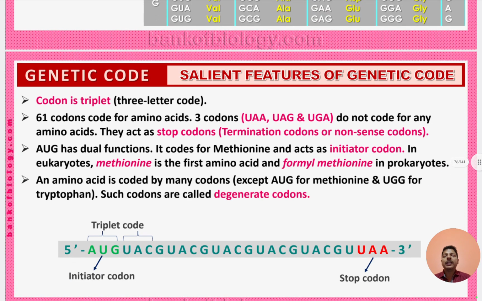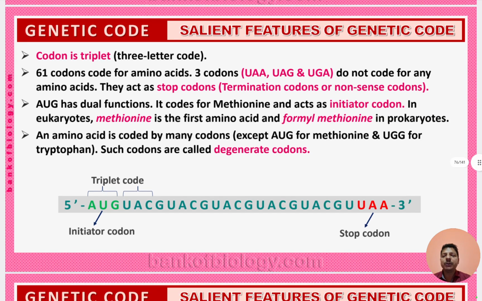Then codons are a triplet or 3-letter code. 61 codons code for amino acids. 3 codons, UAA, UAG and UGA, do not code for any amino acids. They act as stop codons, termination codons or nonsense codons. AUG has a dual function. It codes for methionine and acts as an initiator codon. In eukaryotes, methionine is the first amino acid, and formyl methionine in prokaryotes. An amino acid is coded by many codons except AUG for methionine and UGG for tryptophan. Such codons are called degenerate codons.